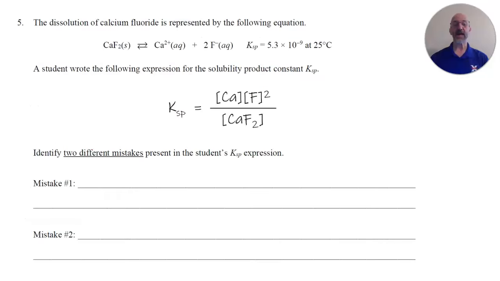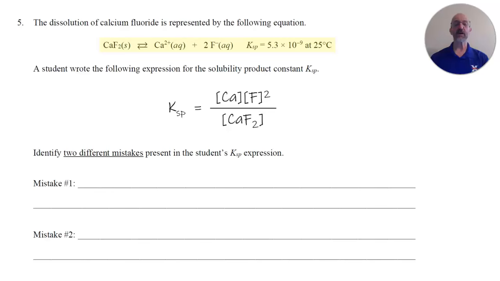Now let's take a look at question 5. In question 5, it says the dissolution of calcium fluoride is represented by the following equation. And we can see in the equation that solid calcium fluoride, CaF2, is the reactant, and the products are the aqueous ions, calcium ions and fluoride ions. So I see Ca2+ for the formula of the calcium ion, and I see F- for the formula of the fluoride ion, and there is a coefficient of 2 for the fluoride ion.